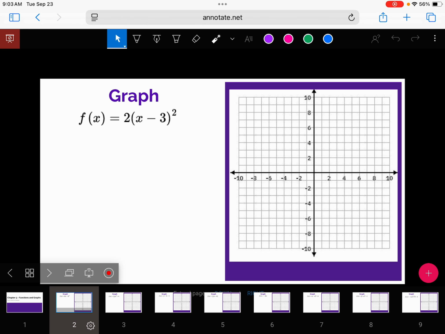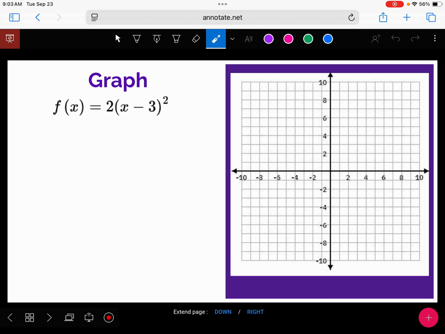So this is something we've done before. 100% we did this, Algebra 2. This is totally normal stuff. This is a quadratic because we have our power of 2, so a square.